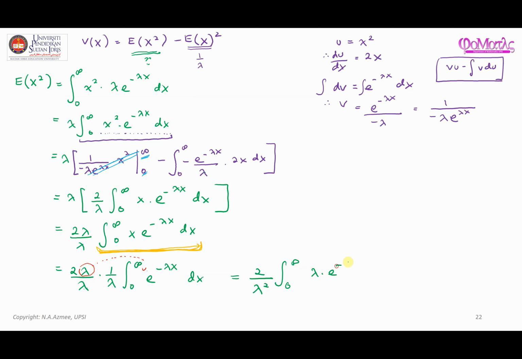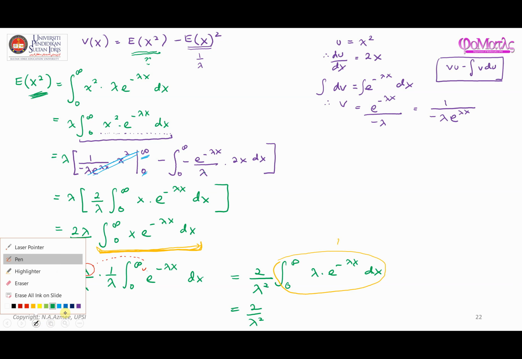So we have lambda e negative lambda x dx, and using the same argument as what I have already demonstrated to you just now when we were doing this part, we know that the result here is going to be equal to 1, because this is the probability density for an exponential distribution, and then you integrate that function from the lower limit to upper limit, so the result is going to be equal to 1. Therefore, the expected value of x squared is going to be equal to 2 over lambda squared.